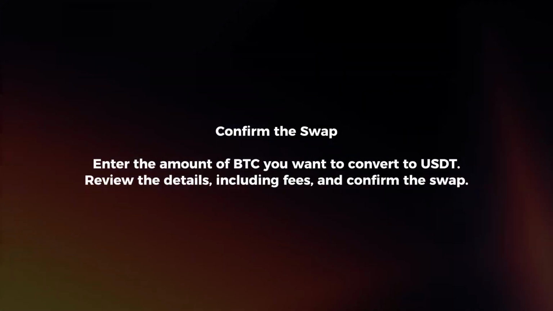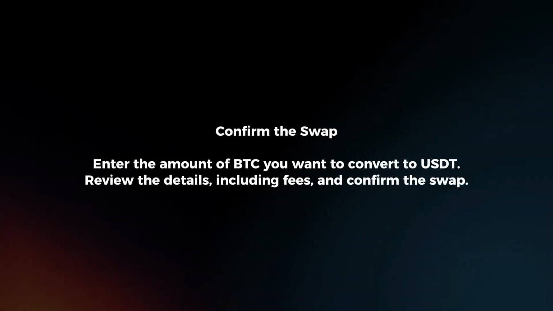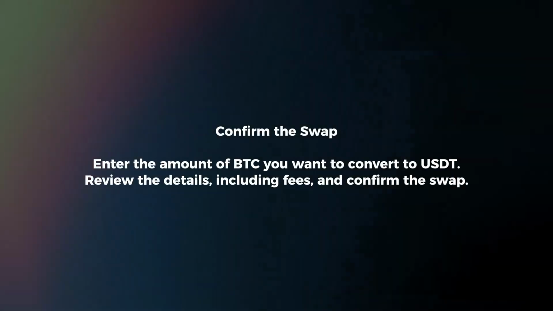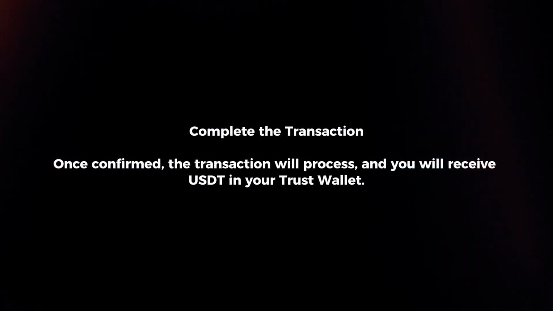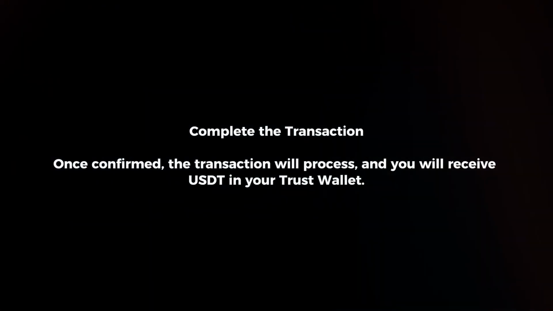Confirm the swap. Enter the amount of BTC you want to convert to USDT. Review the details, including fees, and confirm the swap. Complete the transaction. Once confirmed, the transaction will process and you will receive USDT in your Trust Wallet.